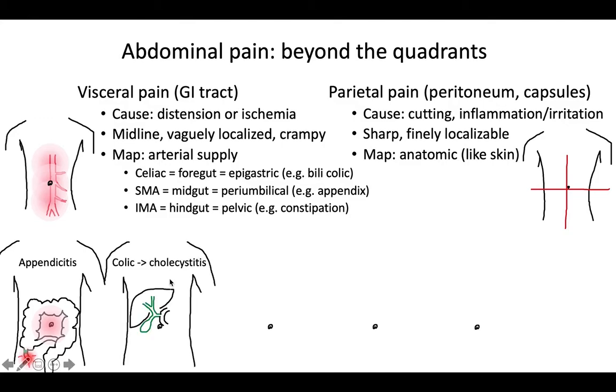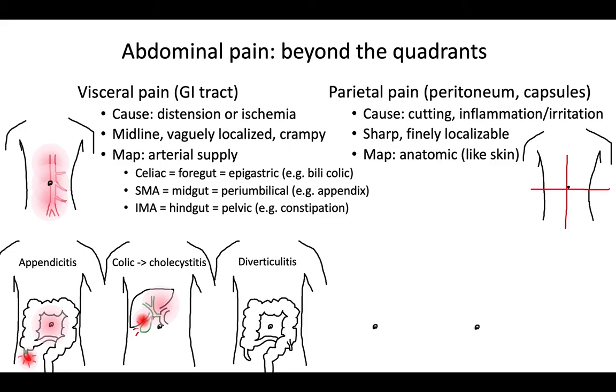In the example of biliary colic leading to cholecystitis, at first the gallstone obstructs the cystic duct, and the gallbladder, which is part of the foregut GI tract, is distended and causes visceral midline epigastric pain, not right upper quadrant pain. Only when the gallbladder then gets ischemic and inflamed and starts irritating the nearby liver capsule and peritoneum do you start having actual right upper quadrant parietal pain.